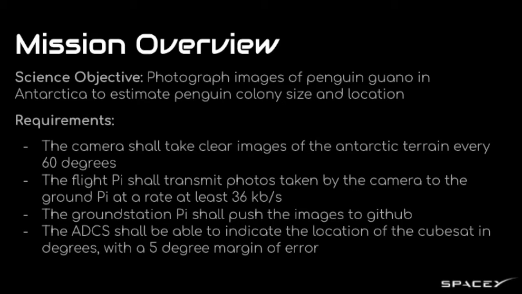Some requirements of our CubeSat were that we had to take clear images of the Antarctic terrain every 60 degrees. Our flight Pi had to transmit photos taken by the camera to the ground Pi at a rate of at least 36 kilobytes per second over Bluetooth. The ground station Pi had to push the images to GitHub, where team members could analyze the photos and determine area and angle of the colonies. The ADCS shall be able to indicate the location of the CubeSat in degrees with a 5-degree margin of error.